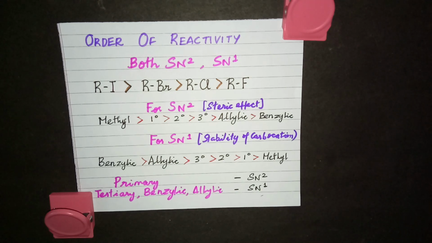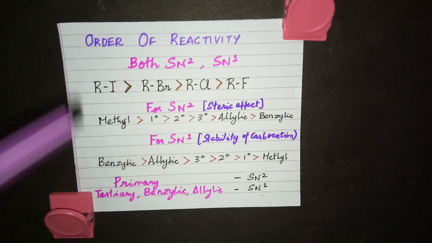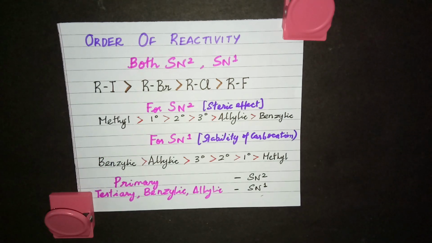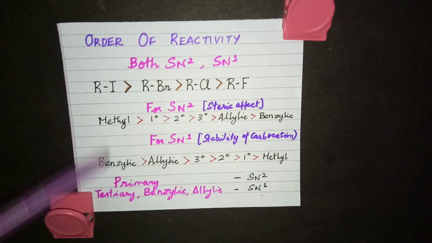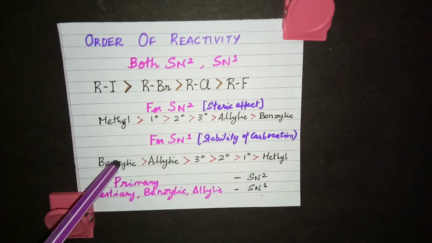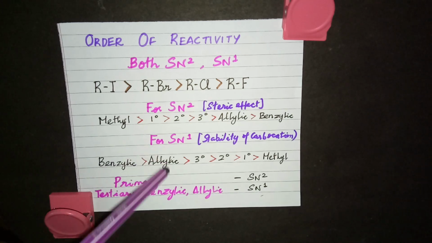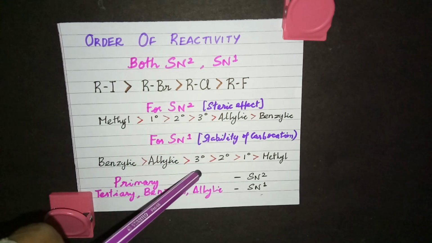You have studied in grade 11 what is resonance, the delocalization of electrons. Based on that, you will draw different structures. The more the number of structures you can draw, the more stable will be the carbocation. For allylic you can draw 2 structures, and for benzylic you can draw 4 structures. So benzylic carbocations are more stable than allylic, and allylic is more stable than tertiary.